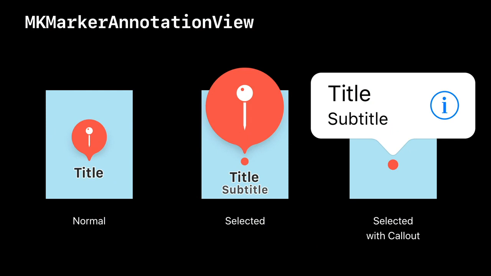We have to use a third state of the marker annotation view. So in practice, your marker annotation views have three states. We have the normal state when it's unselected, the selected state, and the selected with callout state, which we will use if you configure the marker annotation with views that cannot be displayed in the marker alone. And with that, let's look at the code.